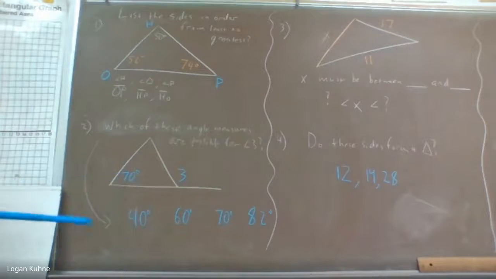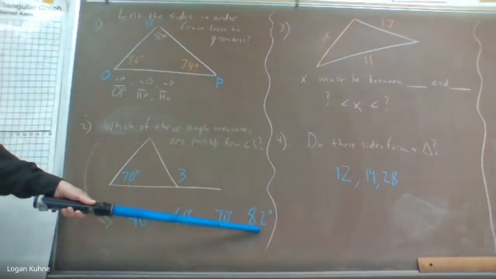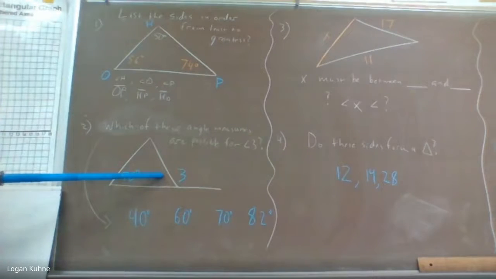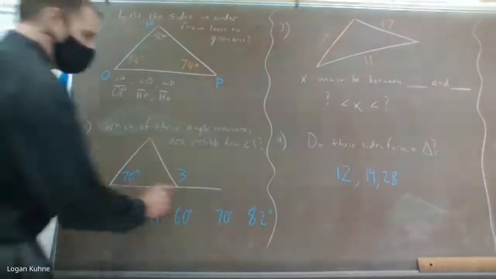That's a serious problem. Okay, could it be 60? No? What about 70? 82? Yeah, it could be 82. If that's 82, then that would be 98. 98 plus 70 is 168. So that means that's going to be 12 degrees. Is that possible? Yeah, okay. So 82.